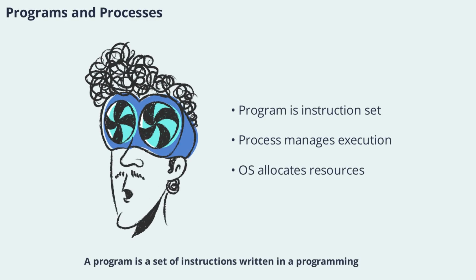A program is a set of instructions written in a programming language that tells the computer how to perform a specific task. When you run a program, the operating system creates a process to manage its execution. For example, opening Microsoft Word turns it into a process. Each process is managed by the OS, which allocates resources and tracks its progress. Processes are the building blocks of multitasking, allowing multiple applications to run at once. Next, we'll see how threads fit into this picture.